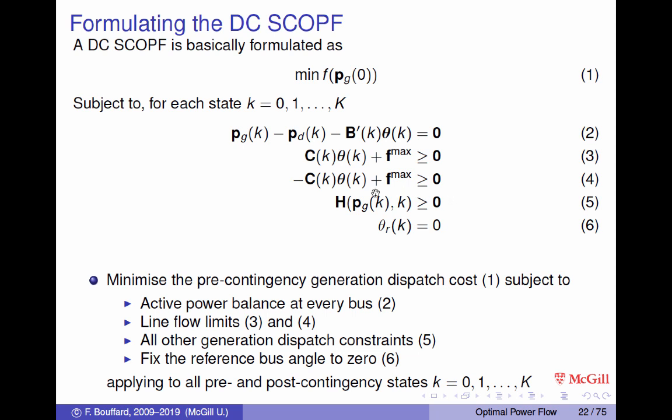And here, this is for equations 2, 3, and 4. Inequality 5 represents all the other constraints. And equation 6 here, theta_rk basically is equal to 0, meaning that the angle at our reference is always 0.